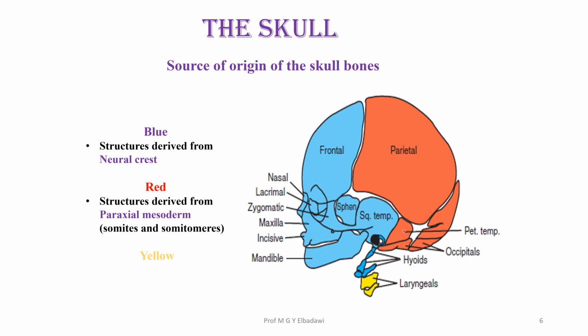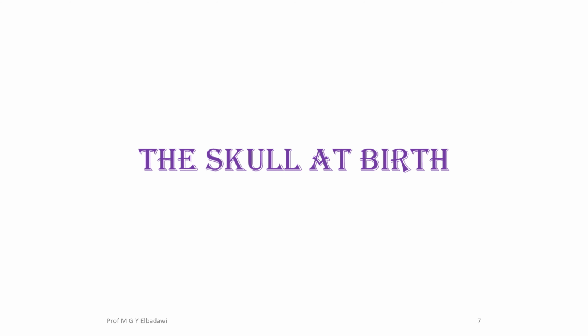Those in yellow are those derived from the pharyngeal arches, which are the laryngeal cartilages, the malleus, the incus, and the stapes, which we have mentioned earlier. Now, let's have a look at the skull at birth.